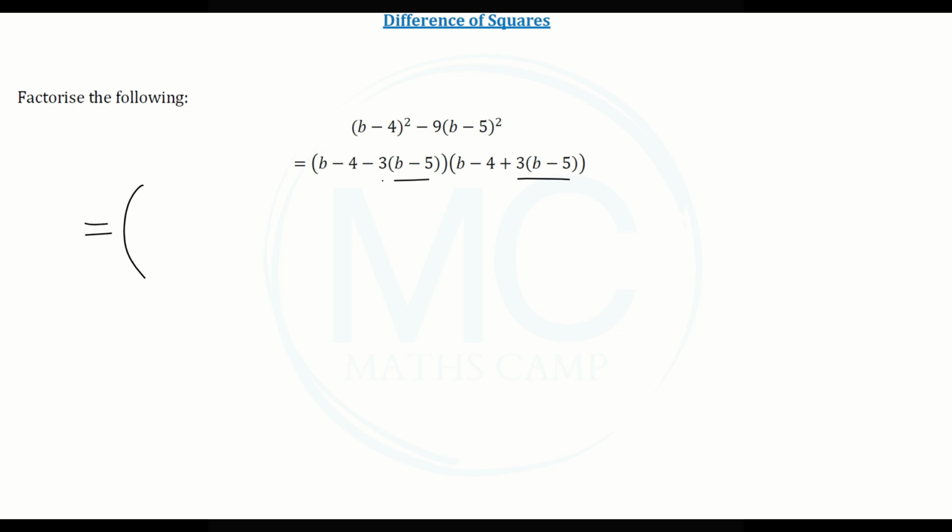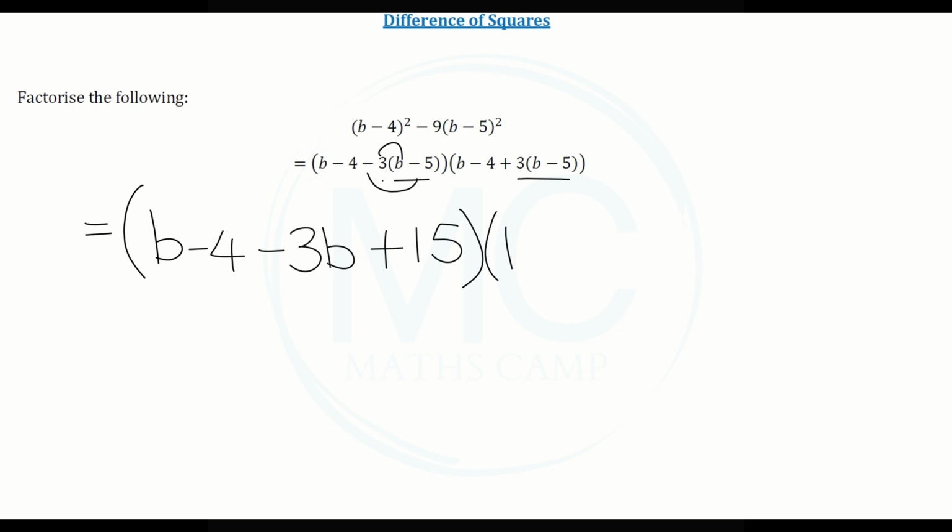So in the first bracket, we have b minus 4. Then we have negative 3 multiplied by b, which is negative 3b. Negative 3 multiplied by negative 5, which gives us positive 15. Close our first bracket, open our second. Again, we have b minus 4. Then we have 3 multiplied by b, which is positive 3b, and 3 multiplied by negative 5, which is negative 15. We can close our bracket.